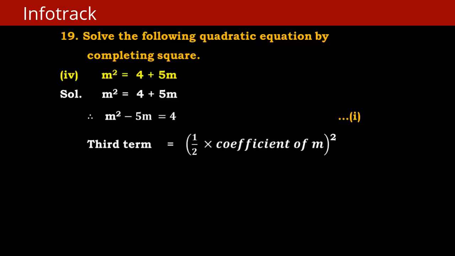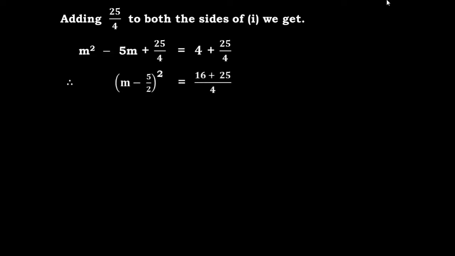The coefficient of m is -5, so half into -5 the whole square, that is (-5/2) the whole square, 25/4. Adding 25/4 to both the sides of 1, we get m square minus 5m plus 25/4 is equal to 4 plus 25/4. So m square minus 5m plus 25/4 is the square of (m minus 5 upon 2) the whole square.